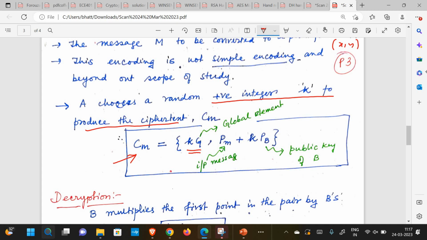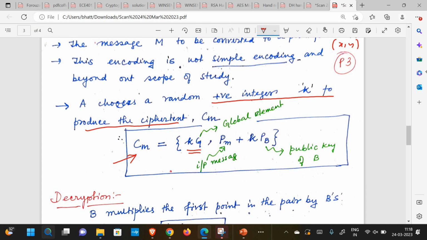Remember, in case of ElGamal also, we had found C1 and C2. In last day's class we did it. C1 and C2, two parts of the ciphertext, were produced using two such keys. Similar observation here: you can see there are two parts. One is used with respect to the global element, that is G. Remember, G is also a point. And here PM is the input message, which is a point, plus k into PB, where PB is the public key of B. So that's basically the ciphertext, but this is also in terms of a point representation.